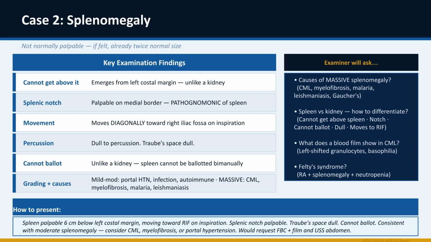Presenting. I found splenomegaly. The spleen was palpable 6 centimeters below the left costal margin, moving toward the right iliac fossa on inspiration. There was a palpable notch on the medial border. Traube's space was dull. The spleen could not be balloted. These findings are consistent with moderate splenomegaly. In this clinical context, I would consider chronic myeloid leukemia, myelofibrosis, or portal hypertension. I would review the full blood count and blood film, and arrange an abdominal ultrasound.